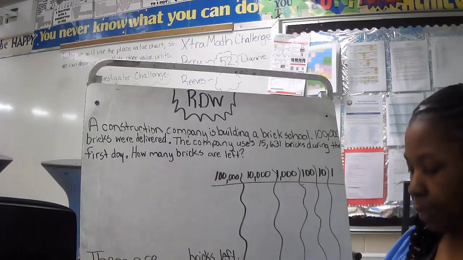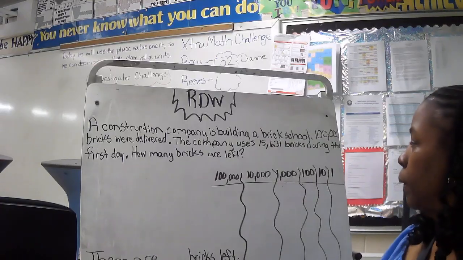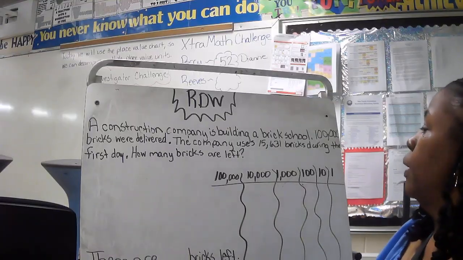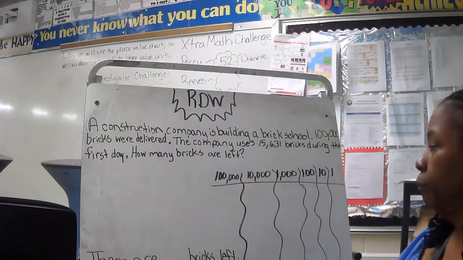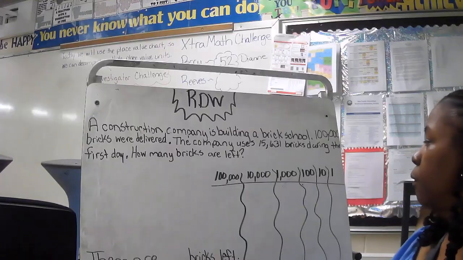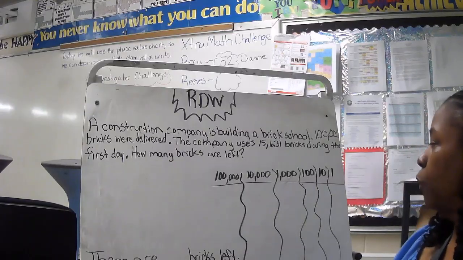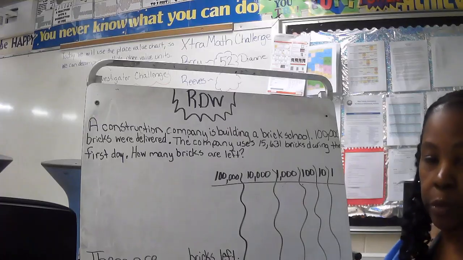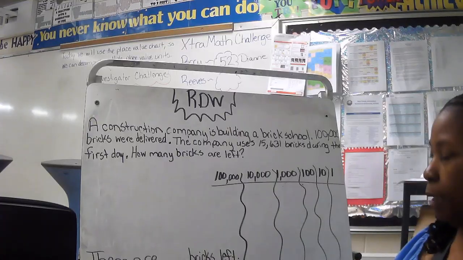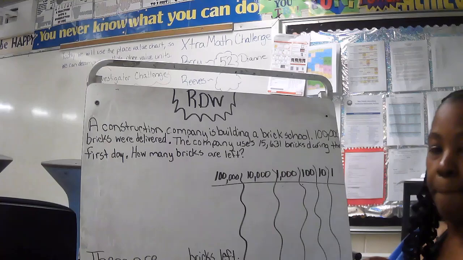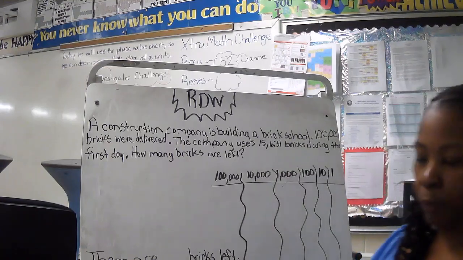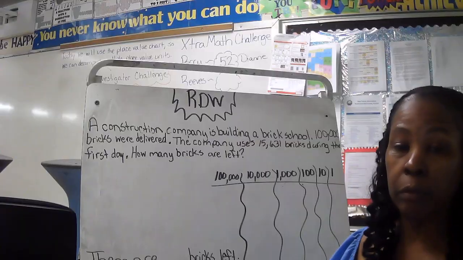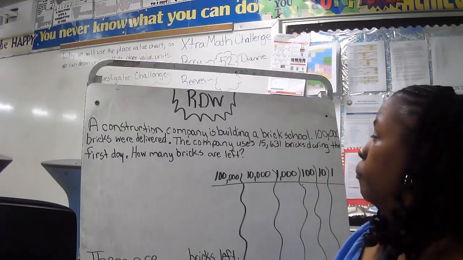So it says, a construction company is building a brick school. 100,000 bricks were delivered. The company uses 15,631 bricks during the first day. How many bricks are left? So the first thing we have to do, we have to draw out, map out what we're going to do. We're going to identify a variable, which is the unknown, what we're looking for, okay?